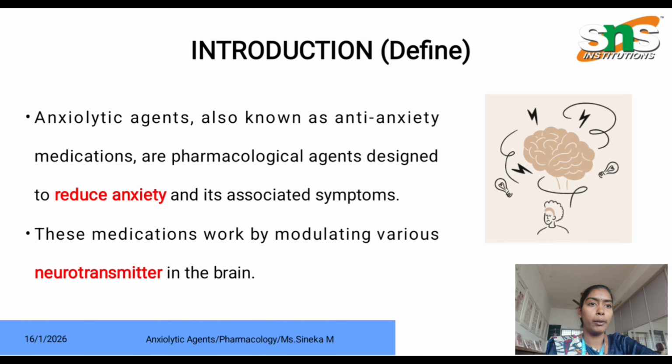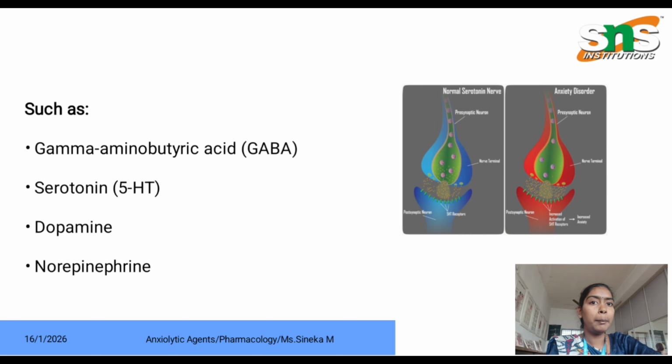We will see one by one. The major neurotransmitters which are altered by anti-anxiety medications are gamma-aminobutyric acid, serotonin, dopamine and norepinephrine. Gamma-aminobutyric acid is also called GABA. It mainly helps to calm the brain and reduce the activity in the brain.